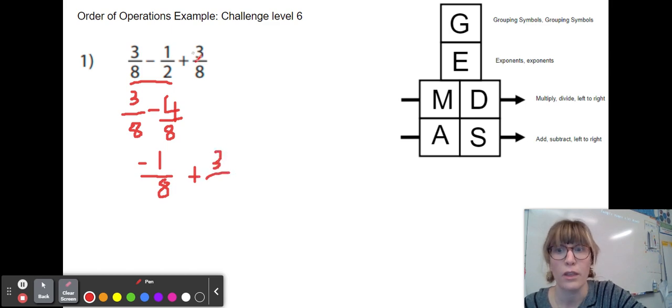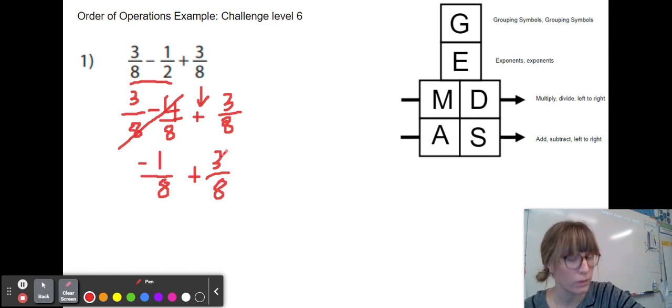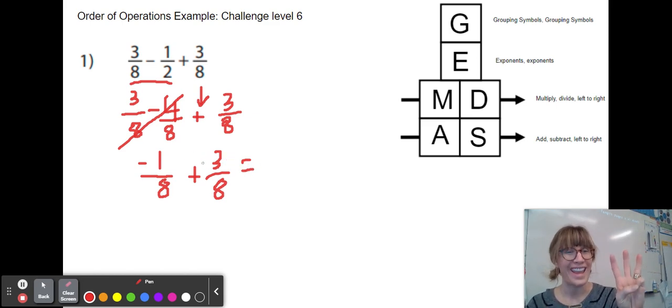-1/8. And then we're going to add on the thing that we can drop down, the thing we hadn't used, which is plus 3/8. So kind of skipped a step there. Let's add it in. We called 3/8 minus 4/8 -1/8, and we're going to drop down everything we haven't used. So we have -1/8 plus 3/8.